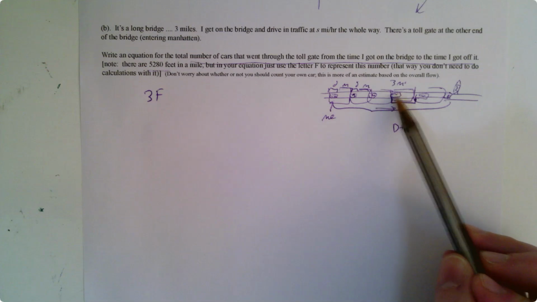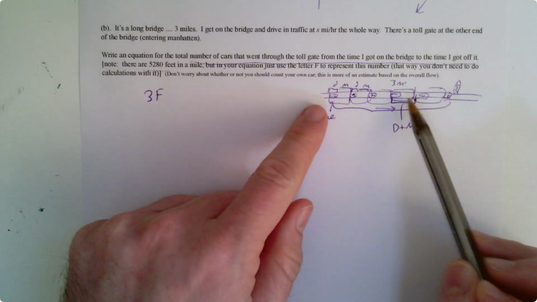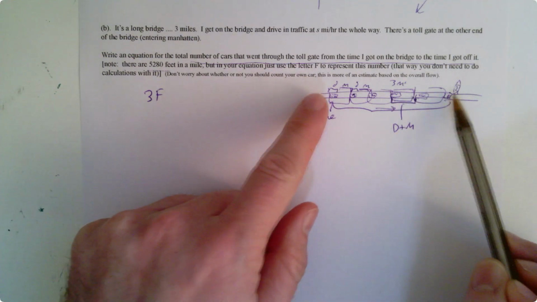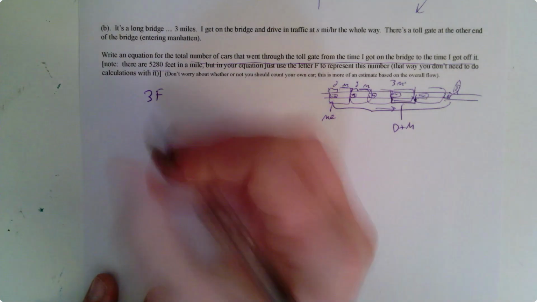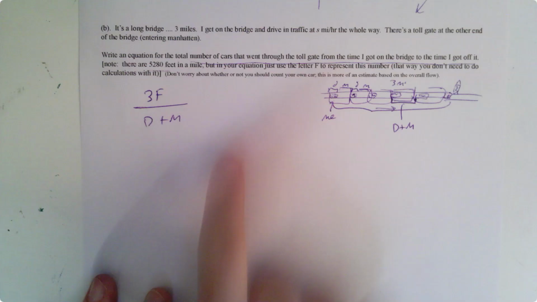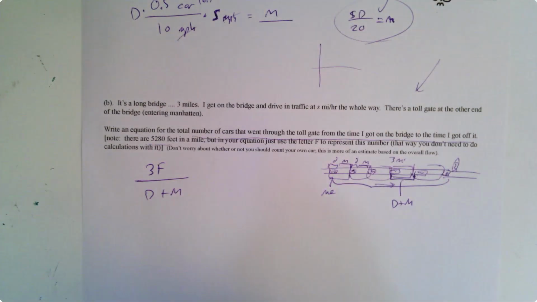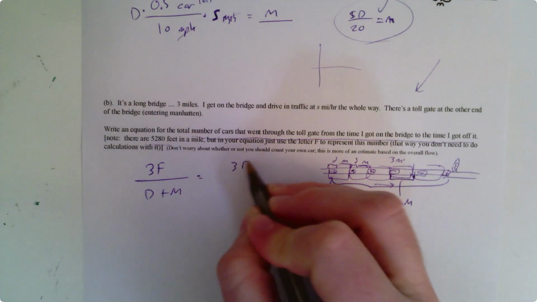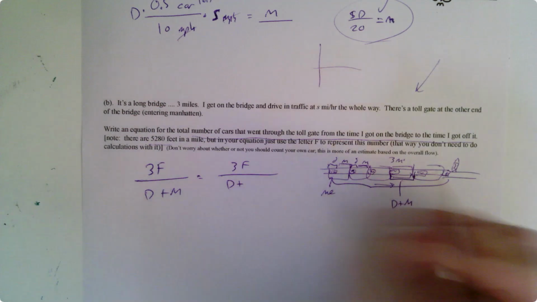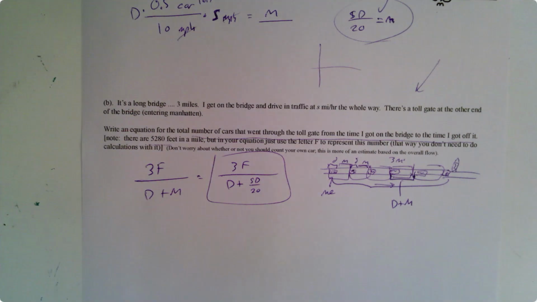So if I'm imagining this as 1 unit length, I want to know how many of these D plus M distances fit in 3F. So if I do 3F divided by D plus M, and then I substitute in my answer from the previous problem, here M was SD over 20, that gives me 3F divided by D plus SD over 20. So that would be a great answer. A lot of people wrote that down.